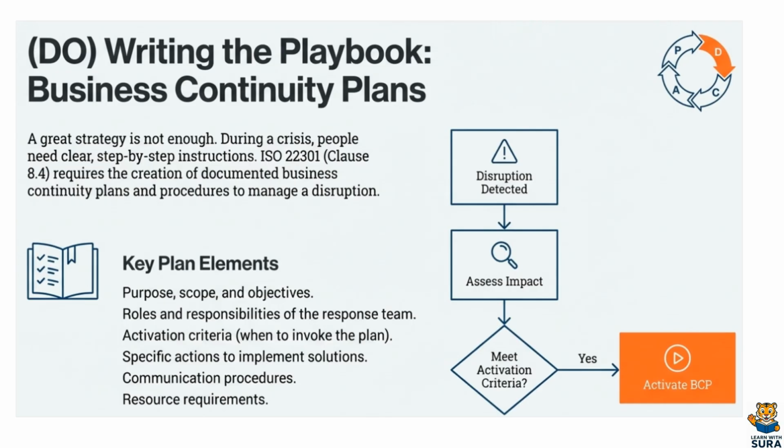The next step in the Do phase is writing the playbook, the business continuity plans. These documented plans and procedures provide clear, step-by-step instructions for managing disruptions. Key elements include the plan's purpose, scope, objectives, and the roles and responsibilities of the response team. Also included are activation criteria, when to invoke the BCP, specific actions, communication procedures, and resource requirements.